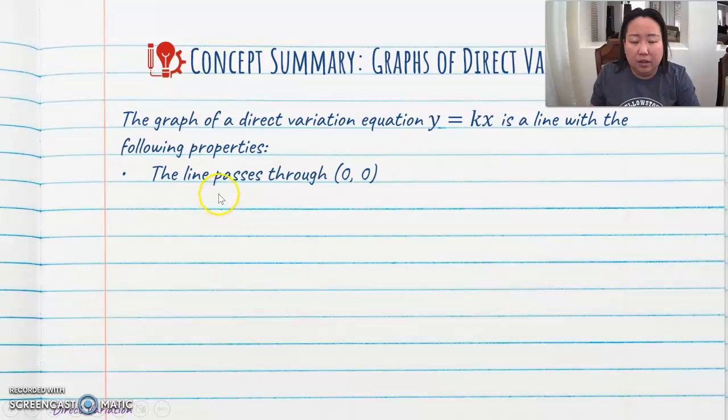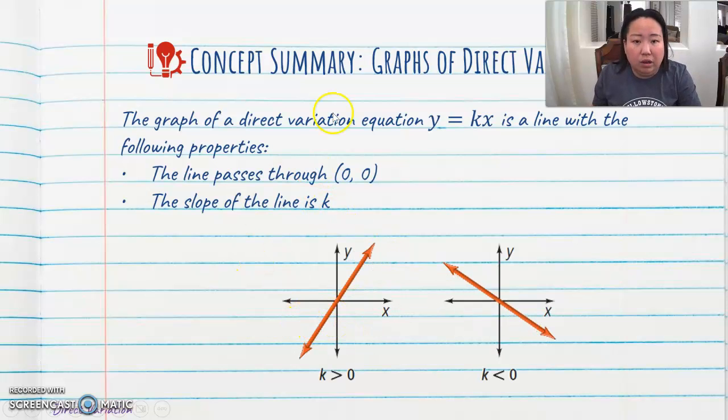You will have a line that passes through (0, 0), which is our origin, and you will also notice that the slope of that line will always be the value of k, or the constant of variation. So typically when you have a direct variation equation and you need to graph it, this is how it would possibly look. If your constant of variation is a positive number, it's going to have a positive slope. And if your constant of variation is negative, then you will see that it will have a negative slope. All right.